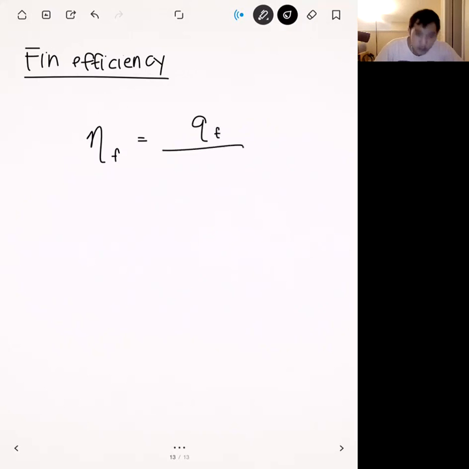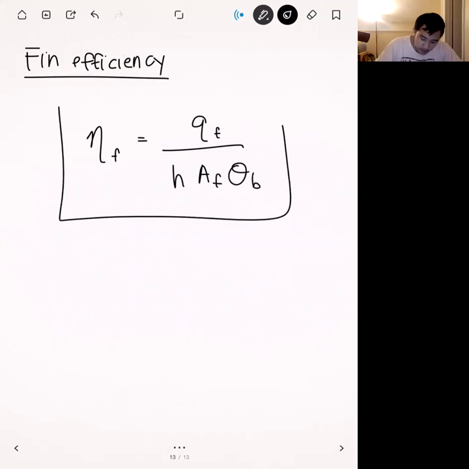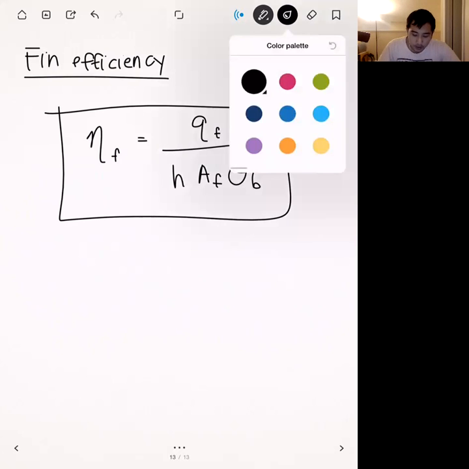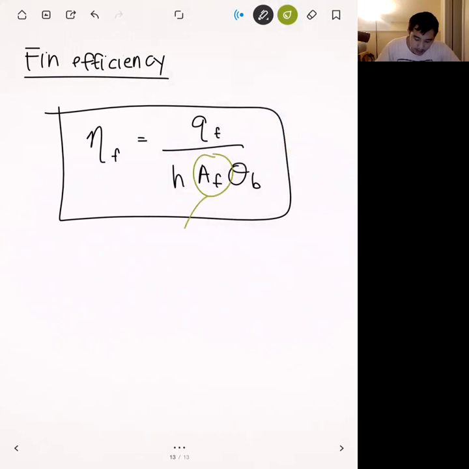And so in the numerator up there, we have QF, where QF has the same definition as before. So this is the amount of heat transfer from the fin, okay? And then in the denominator, we have something that looks very similar to fin effectiveness, okay? But with one key difference here, okay? Instead of taking the cross-sectional area of the base, this AF right here is the total surface area of your entire fin. Okay.